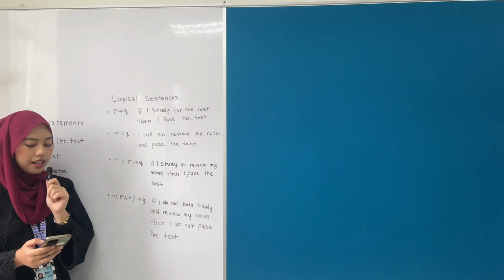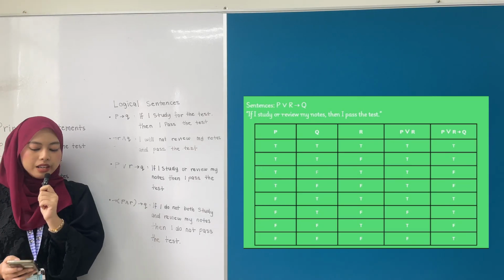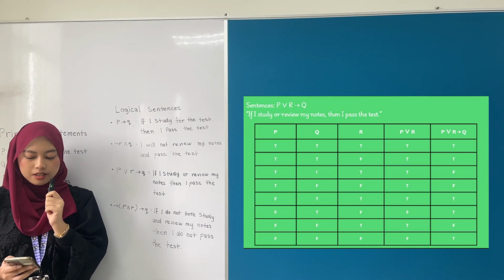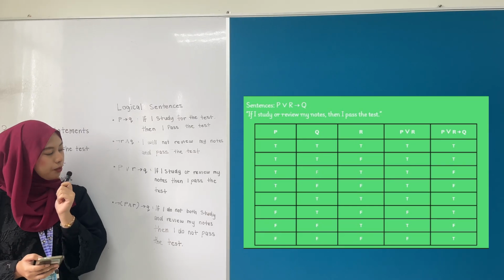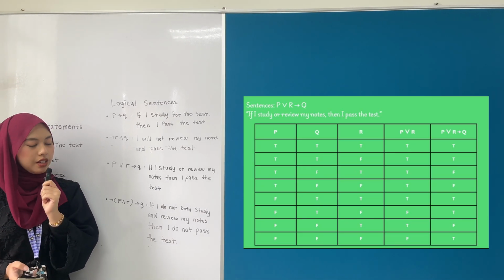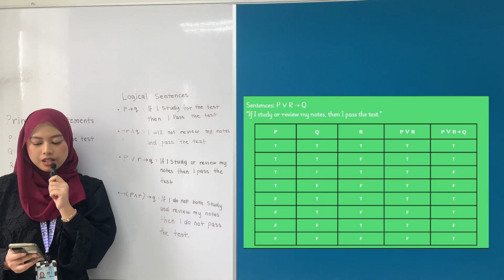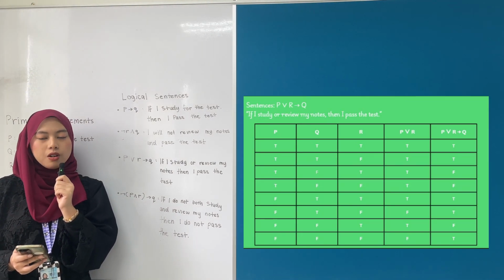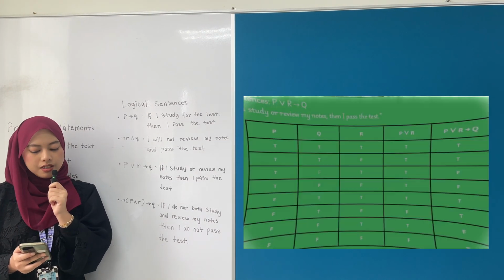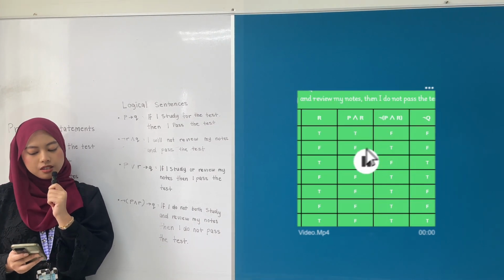Next is the sentence P or R implies Q. In words, if I study or review my notes, then I pass the test. The symbol V means or, which is true when at least one statement is true. This conditional statement is false only when P or R is true, but Q is false. The truth table helps us clearly see when this situation happens.